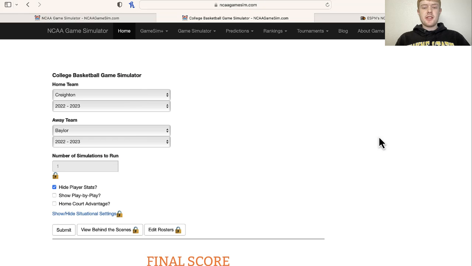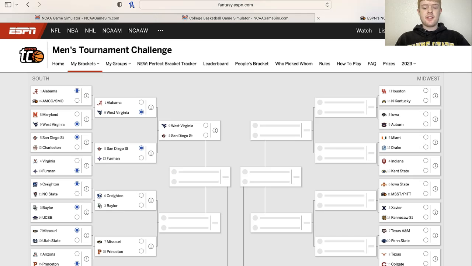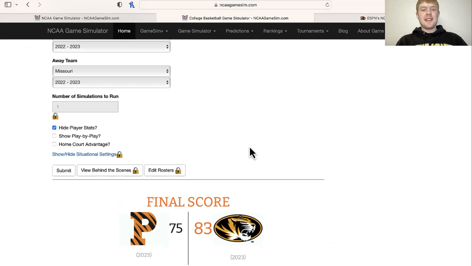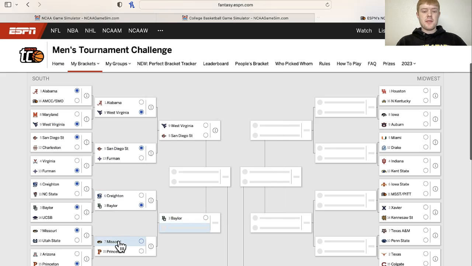Next up, we got Creighton versus Baylor, and Baylor's going to blow out Creighton to move on to the next round. And now we got a matchup between the Tigers, and Missouri's going to win. Put them through. On to the third round.